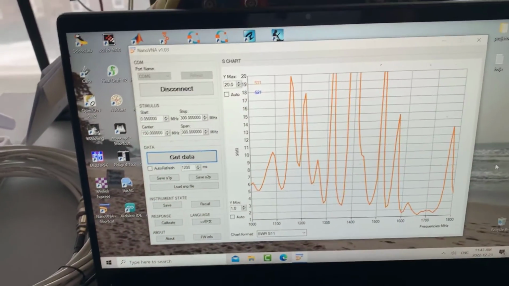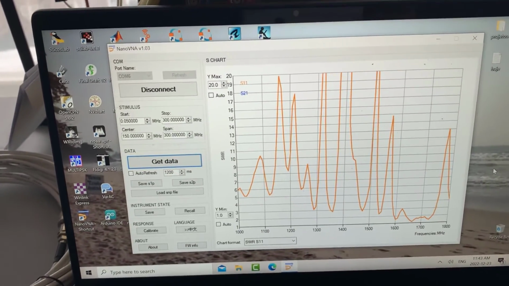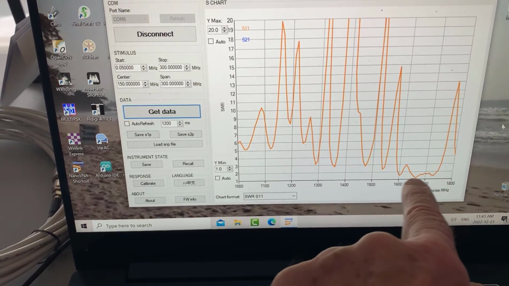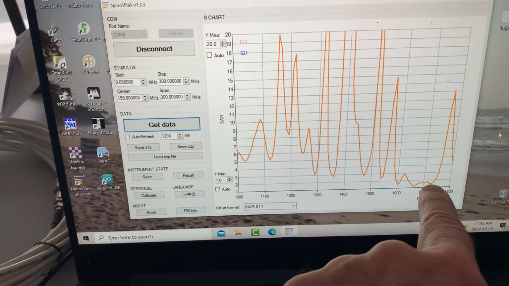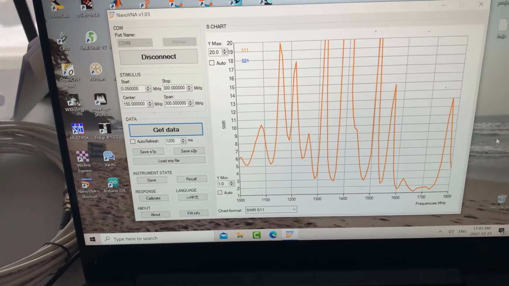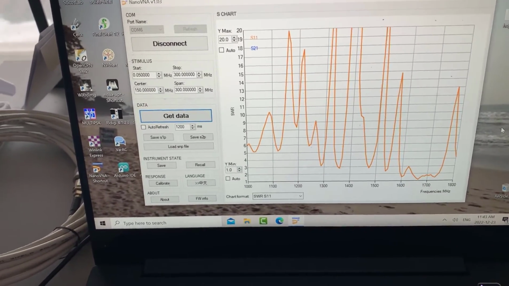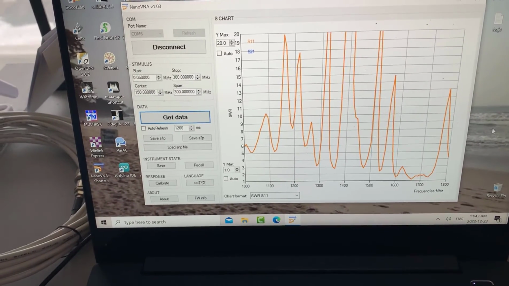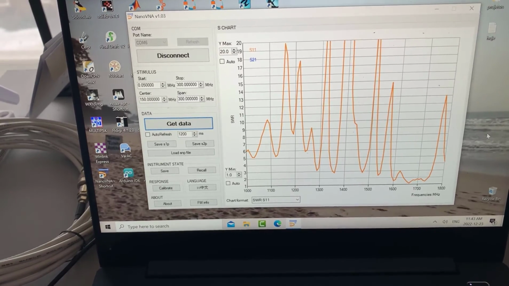And what I'm seeing here is the SWR looking into the antenna. And you can see over here, this is the band for GOES 16. It's very flat. And then you can see that there's also some good flat spots there down around 1400 and around 1500. So you can see that's why it works well for the hydrogen line and also for the Inmarsat.